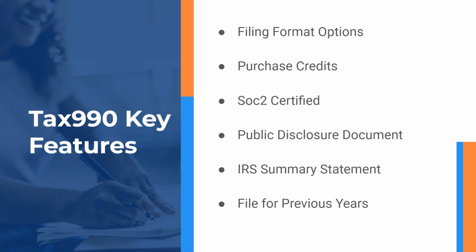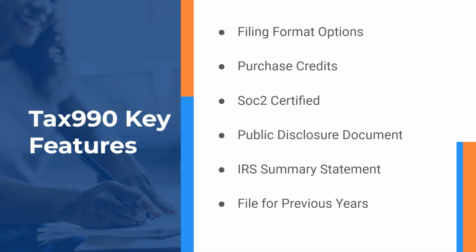A new feature that just released within the last several months is the IRS summary statement. This is basically your determination letter. We have integrated with the IRS directly, so we can pull those determination letters from the IRS and make them available in your Tax 990 account. So at any point, you can reference your determination letter, and you can view all of the previous year information. If you filed elsewhere, if you didn't file at all, that will be available in your account, and I'll show you that in more detail when we go into the demonstration.